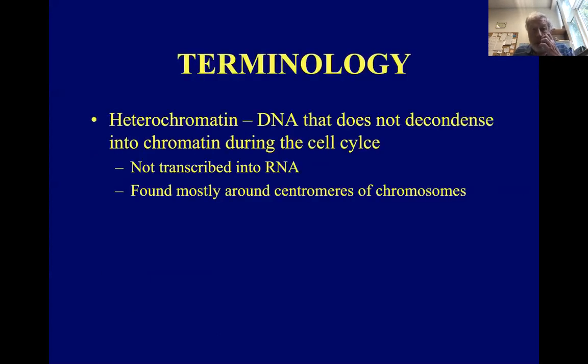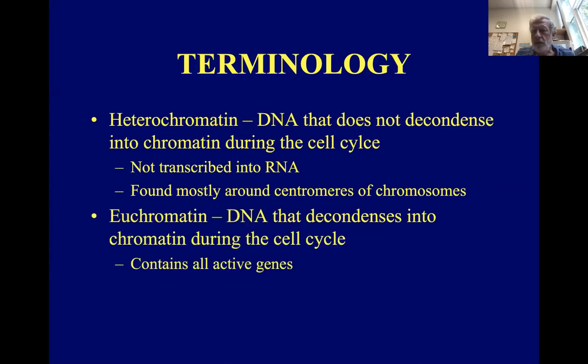Some important terms are heterochromatin. This is inert DNA that does not decondense into chromatin during interphase, doesn't have genes, and tends to be around the centromeres of the chromosomes, whereas euchromatin is the rest of the regular DNA that has genes and can decondense into chromatin during interphase, etc.